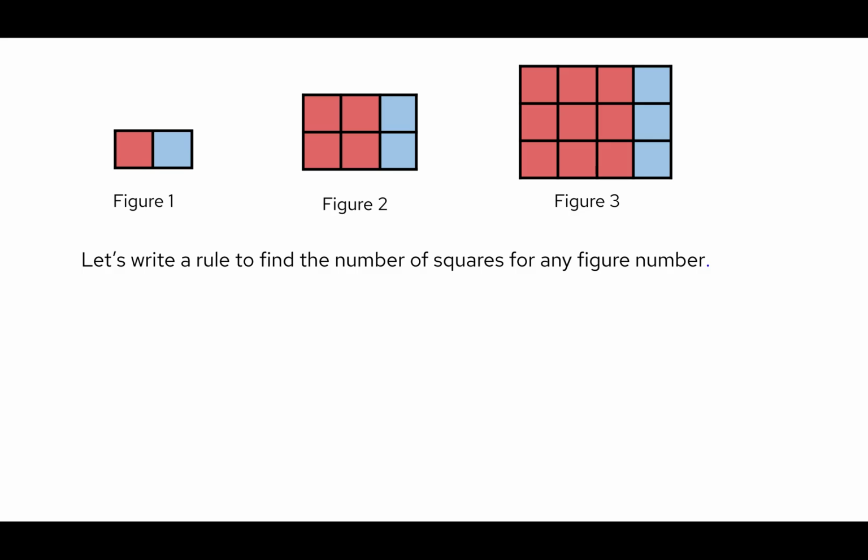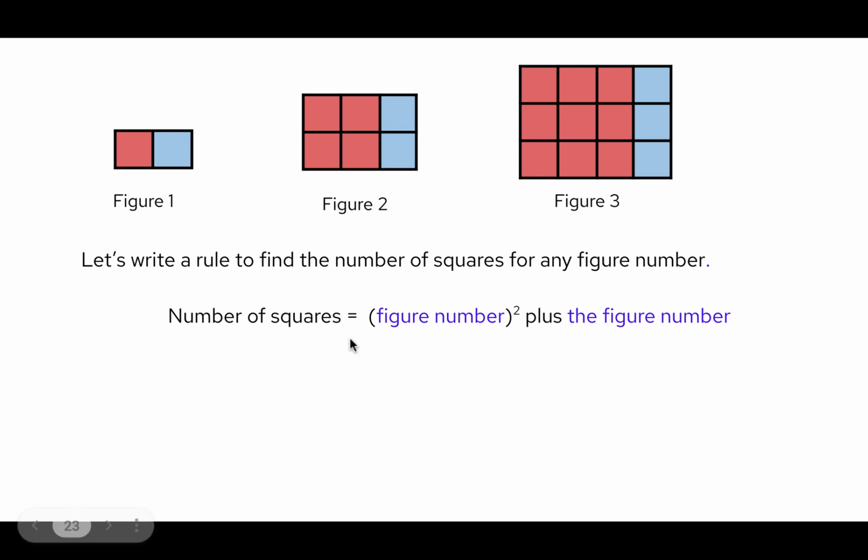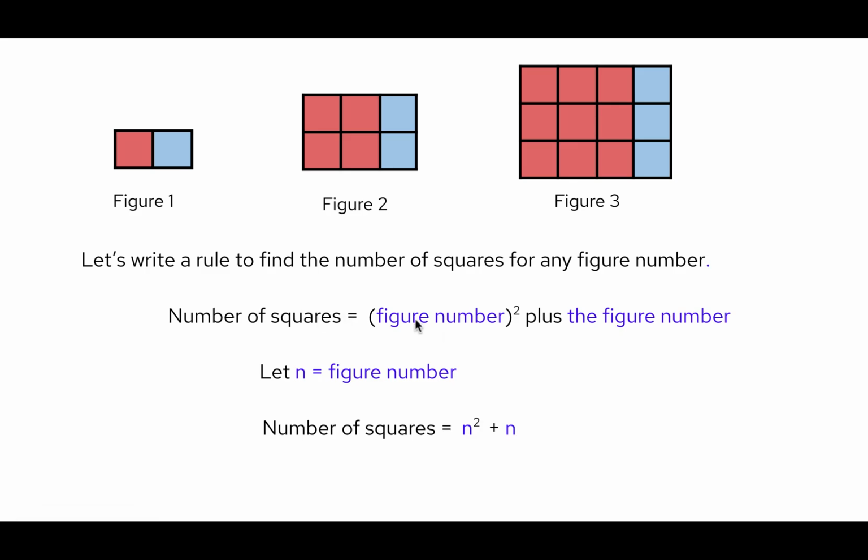So let's write a rule to find the number of squares for any figure number. So we can say that the number of squares equals the figure number squared plus the figure number. Now let's write this using variables. Let n equal the figure number. So we could say the number of squares equals, instead of figure number, I'm going to say n, so n squared plus the figure number n.